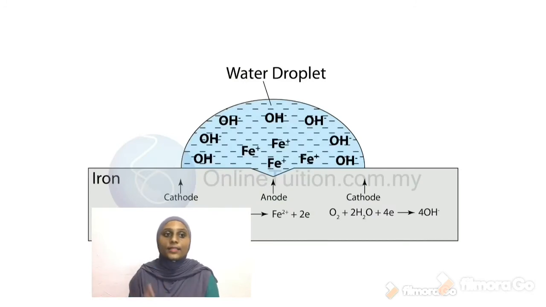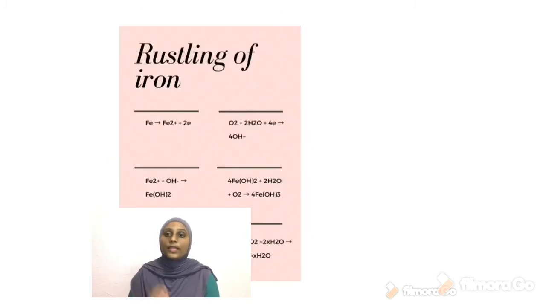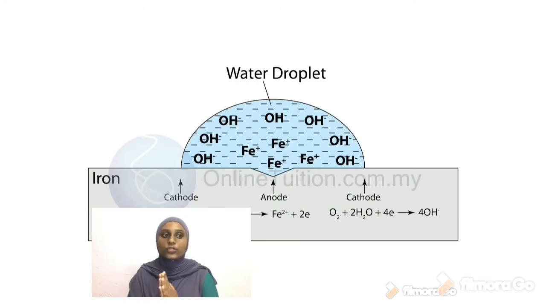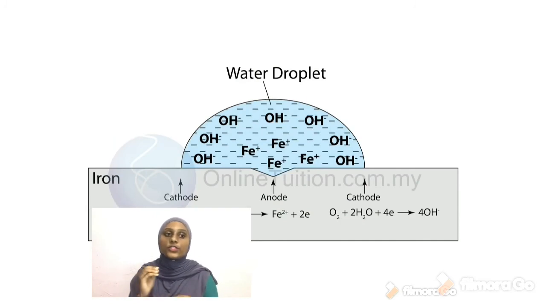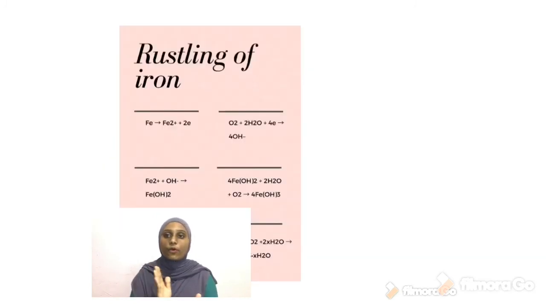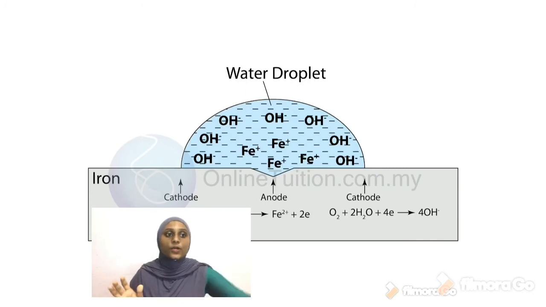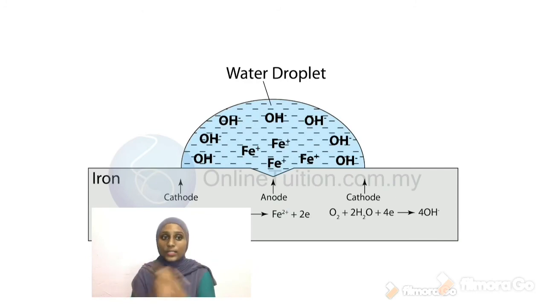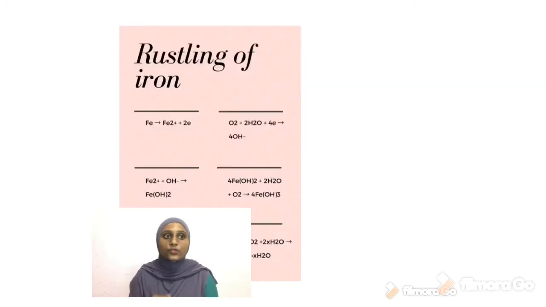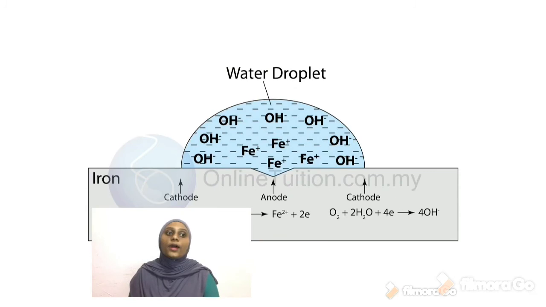At the anode, the metal undergoes oxidation to form the iron 2 ion with the loss of electrons. Electrons that are free at the anode flow through the metal to the cathode area, where dissolved oxygen in the water accepts electrons to form hydroxide ions. The iron 2 ions then combine with the hydroxide ions to form iron 2 hydroxide, and iron 2 hydroxide is then oxidized by oxygen to form iron 3 hydroxide.